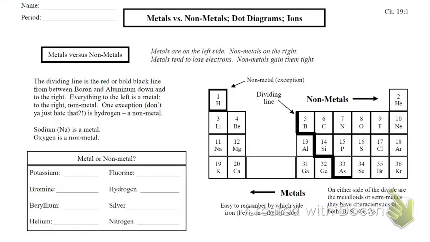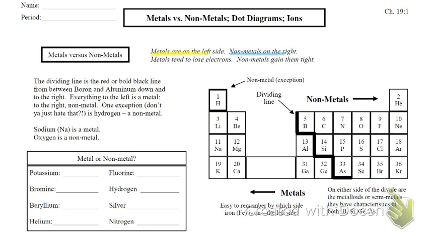So we've got metals versus non-metals today, and then also dot diagrams, which we'll talk about most. The periodic table is set up so that all of the metals, the elements that are metal, are on the left. And then non-metals are on the right. But they kind of do this stair-step division to separate them.